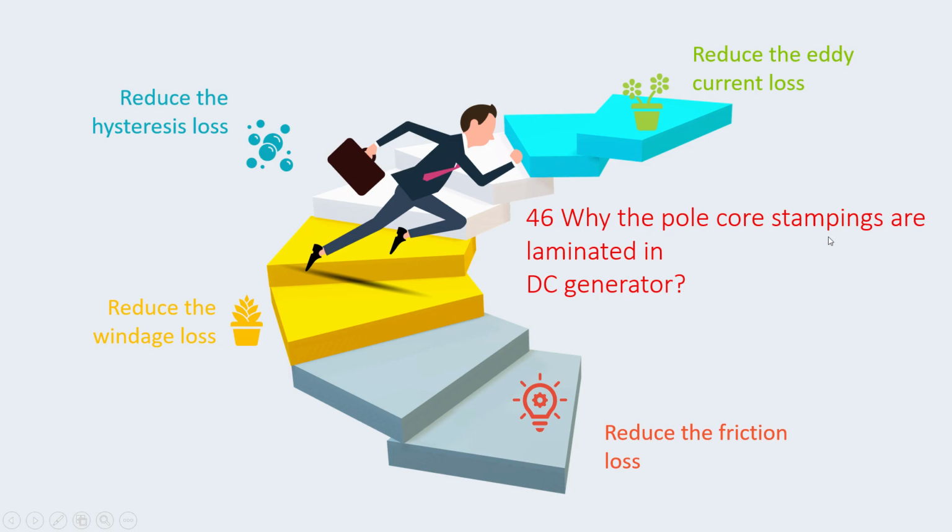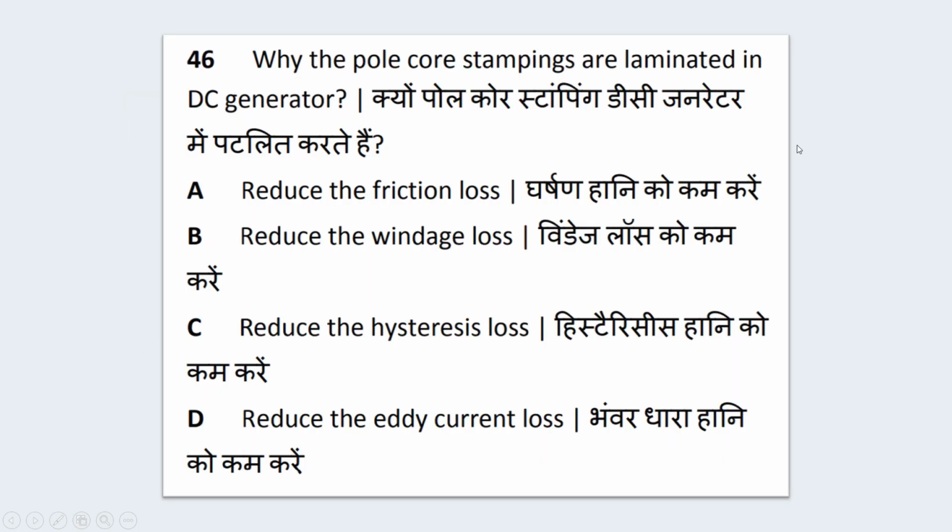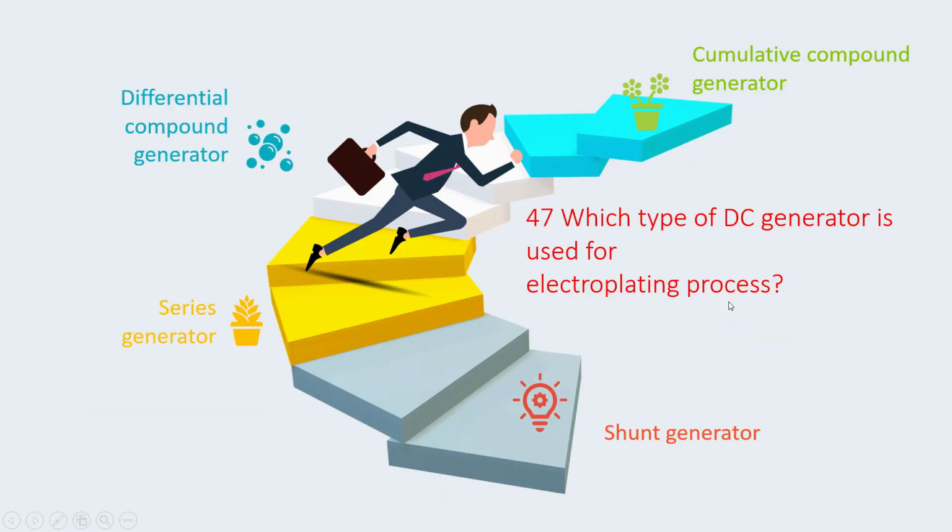Why are the pole core stampings laminated in a DC generator? Reduce the friction loss, reduce the winding loss, reduce the windage loss, reduce the hysteresis loss, reduce the eddy current loss. This is an important question. The answer is reduce the eddy current loss.